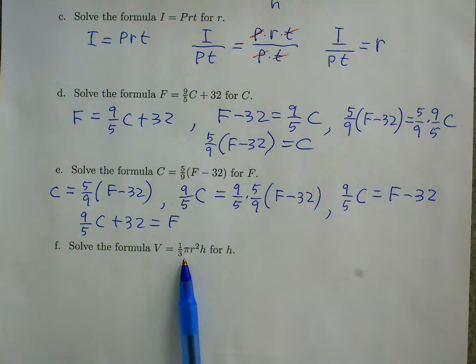So we want to solve for h. So what should we do first? Notice on the right-hand side, we have a numerical coefficient of 1/3. So the first thing that we can do is multiply both sides by the reciprocal of 1/3, which is 3. So multiply both sides by 3.